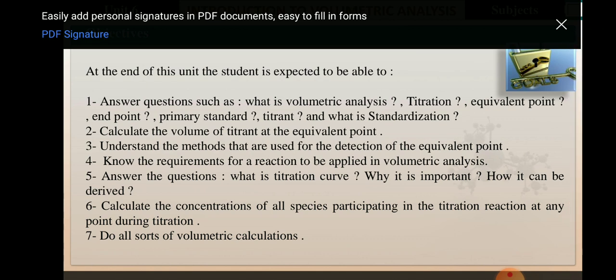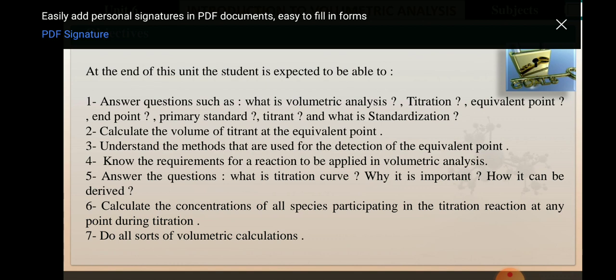Fifth, answer the question: what is a titration curve, what is its importance, how can it be derived. And the sixth question is, calculate the concentration of all species participating in the titration reaction at any point during titration. And seventh is, do all sorts of volumetric calculations. These seven questions in volumetric analysis are the most important topics for the chapter.